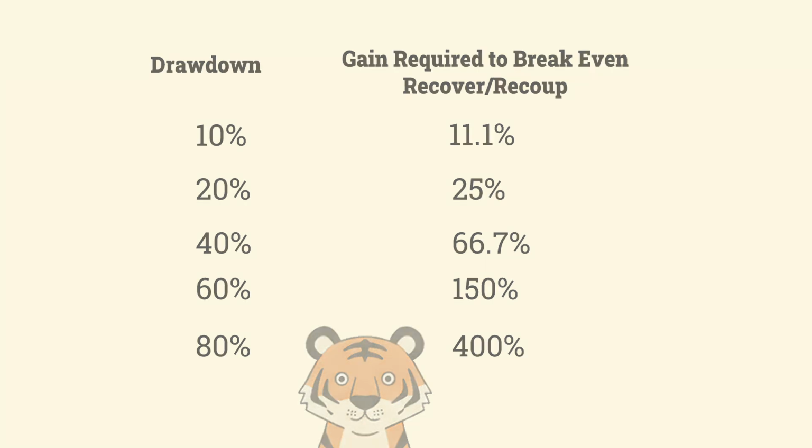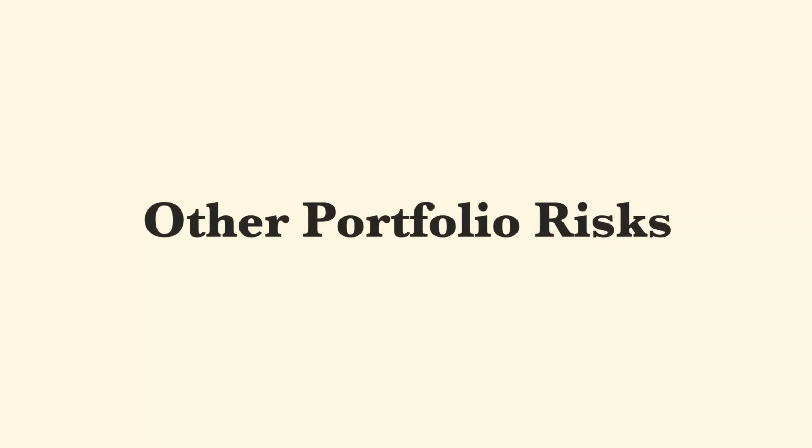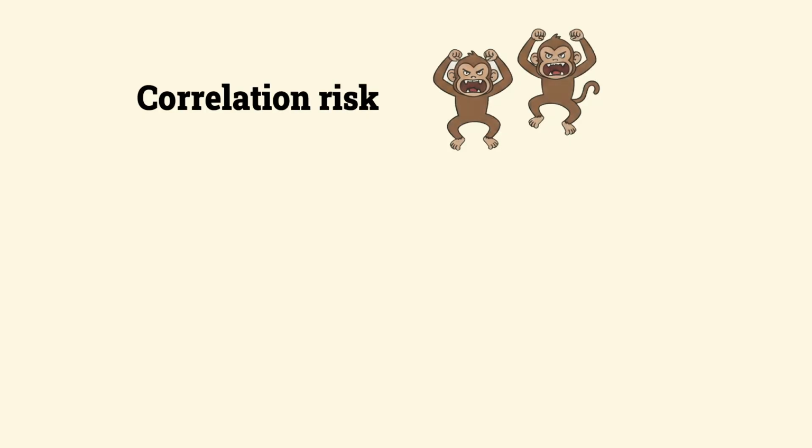There are a few more risk types you should be aware of. These are somewhat more complex or secondary, so I'll just briefly mention them for now. Correlation risk refers to assets moving together, especially during periods of stress, reducing the effectiveness of diversification. This is a critical concept and will be covered separately in a dedicated video along with diversification.